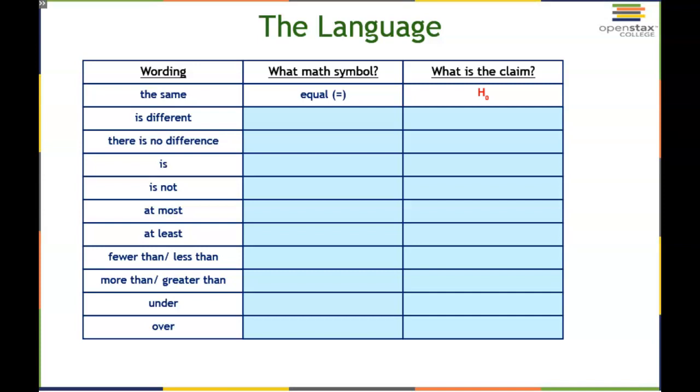What about is different? Well, is different means not the same. And if it's not the same, then it's not equal. And because that does not contain equality, the claim has got to be an HA. What about the wording, there is no difference? Well, think about this. There is no difference regarding their heights. Well, that means they're the same height. And well, the same means equal. And therefore equal is an H0 claim.